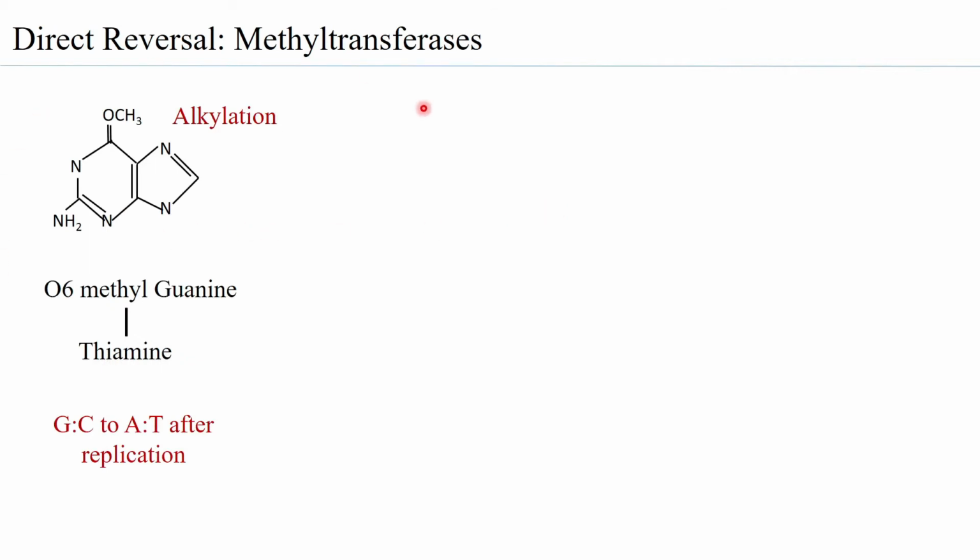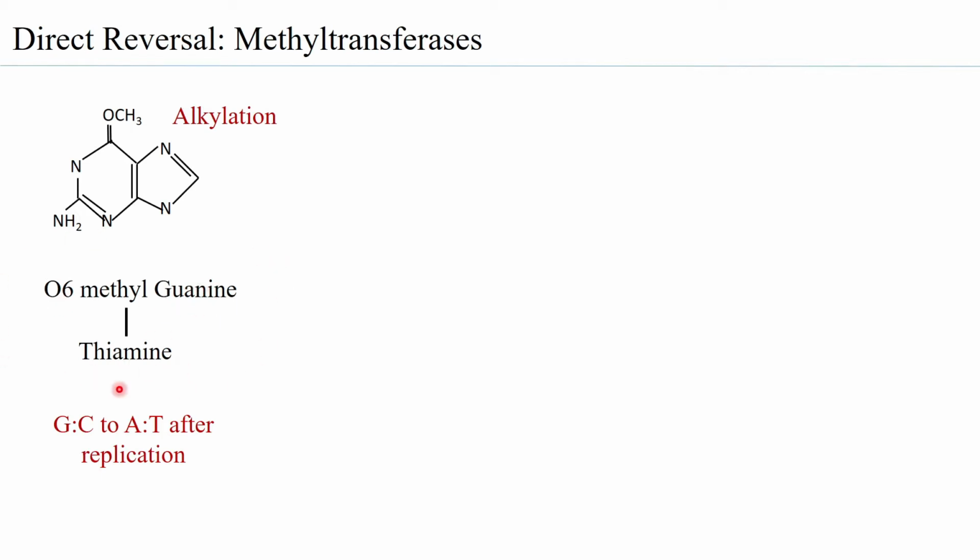Now, to look at the general mechanism of how methyltransferases function, let's first consider this: suppose you have guanine alkylated, so a methyl group is added at the sixth position, and therefore this is called O6-methylguanine. Now, the guanine should have complementarily bound to cytosine, but O6-methylguanine binds preferably to thymine.